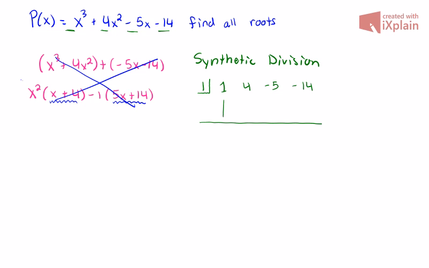I bring down the 1 because it's the first coefficient and multiply by the number in the box. 1 times 1 is 1. Add straight down to get 5. Multiply by the number in the box. 5 times 1 is 5. Add straight down and I get 0. Multiply by the number in the box. That gives me 0. Add straight down and I get negative 14. Since the remainder is not 0, this means that 1 is not a root.